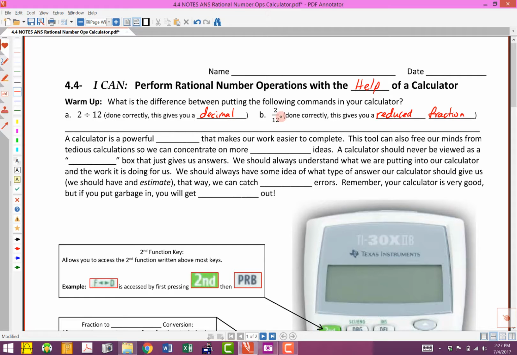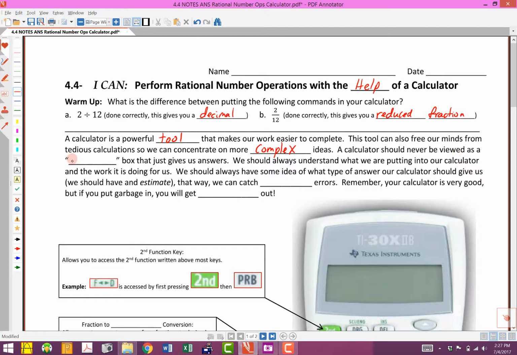So let's run through this paragraph just so we can make a couple of important points. A calculator is a very powerful tool. It is only a tool, and what it does is it makes our work easier to complete. The tool can free our minds from tedious calculations, so things that are just kind of a pain, I mean, long division problems, multiplication problems, different things like that, so that we can concentrate on more complex ideas. So we use our brain to figure out the problem, and we might have a calculator assist us in getting the number answer or something like that.